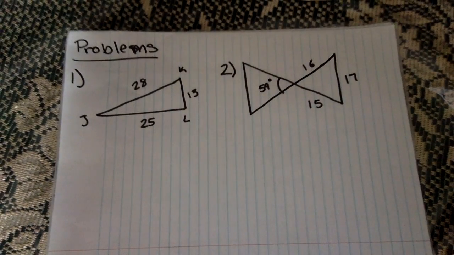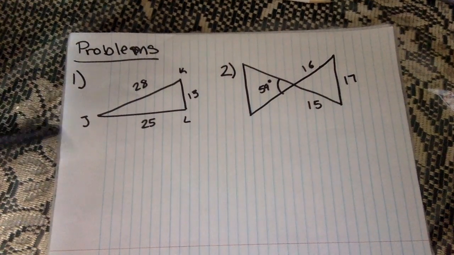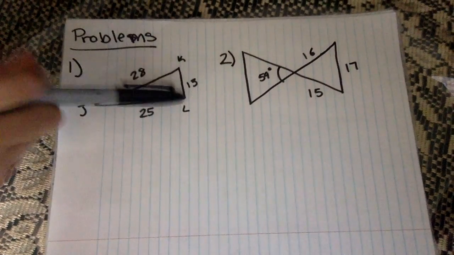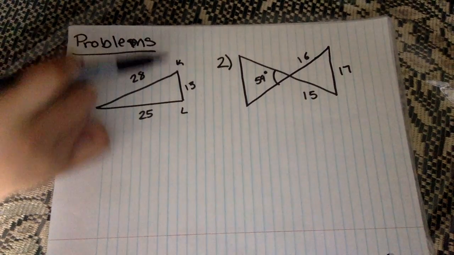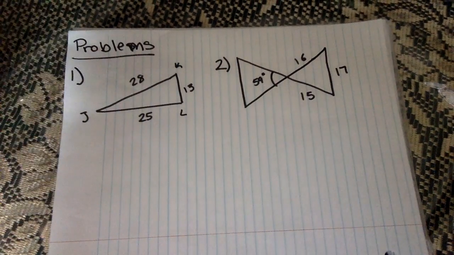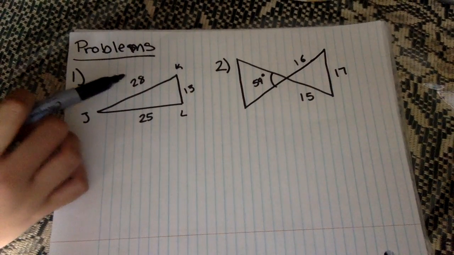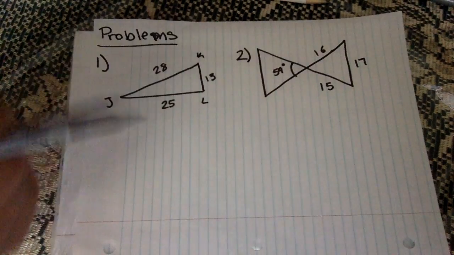So these are problems for 5.5. Number 1, basically to write the order of the sides and angles from smallest to largest. So this side, KL, they give you the sides. KL is 13, LJ is 25, and JK is 28. So the smallest would be obviously 13.